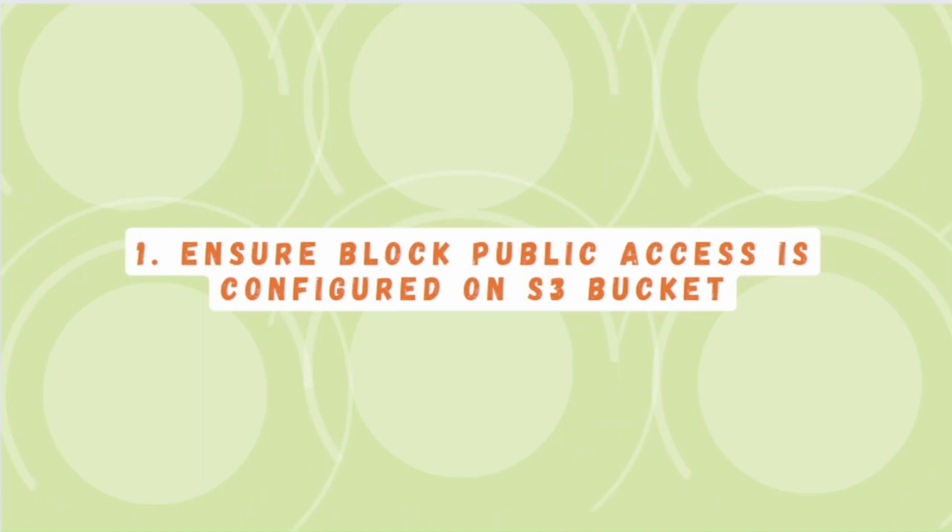The first test case is ensuring that block public access is configured on S3 bucket. Amazon S3 provides block public access in bucket settings and block public access in account settings to help you manage public access to Amazon S3 resources. By default, S3 buckets and objects are created with public access disabled. However, an IAM principal with sufficient S3 permissions can enable public access at the bucket or the object level. While enabled, block public access prevents an individual bucket and its contained objects from becoming publicly accessible.